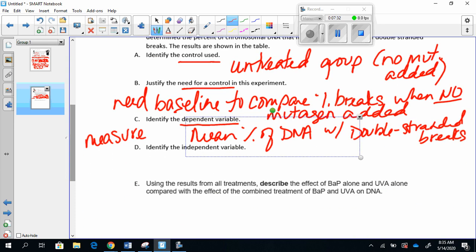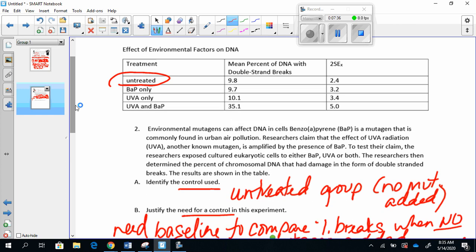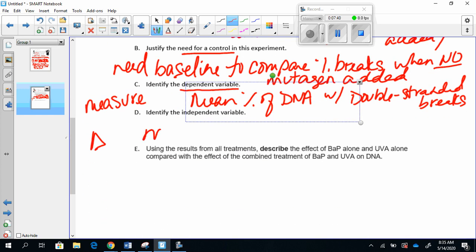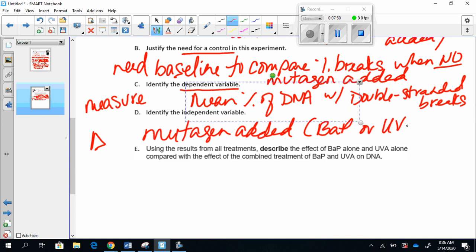And then the next one says independent variable. So independent variable is that one thing that you change. So you change the mutagen added. So whether it gets BAP or UVA or both.